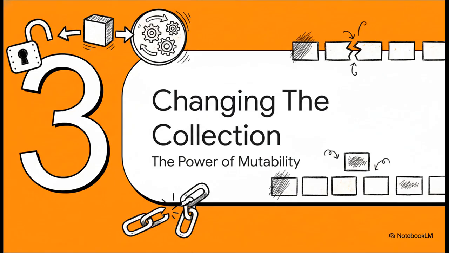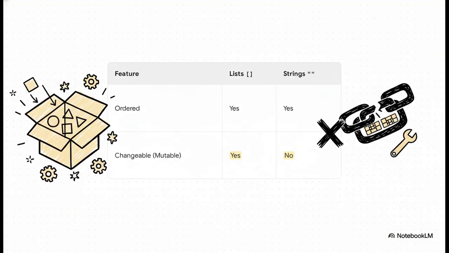And mutable is just a fancy way of saying they are changeable. You can alter them directly. Here it is, side by side. Both lists and strings, they have a set order, right? But, and this is a big but, only lists are changeable. With a list, you can go in and swap out one item for another without having to create a whole new list. This power to change things in place is what makes them so dynamic and so efficient.